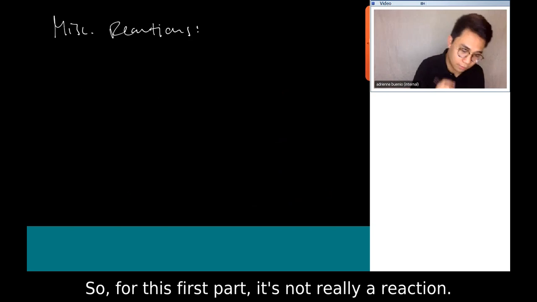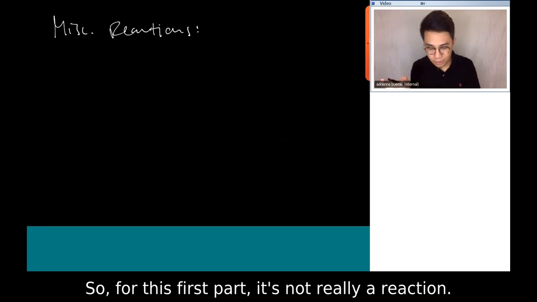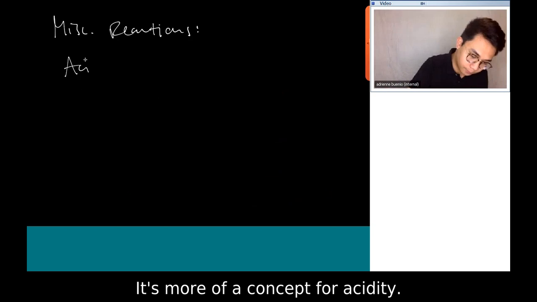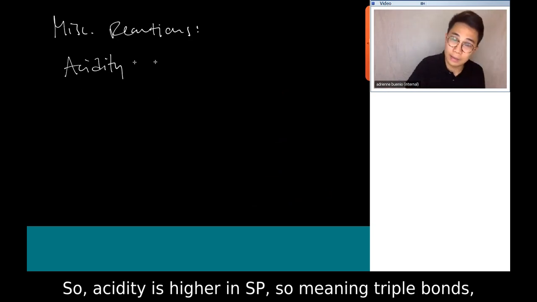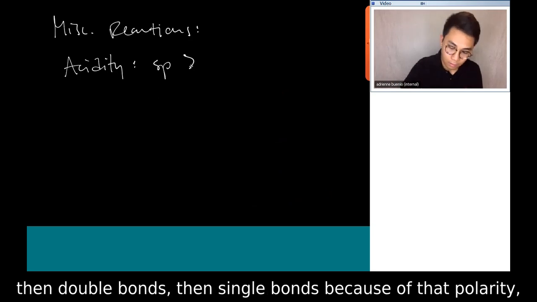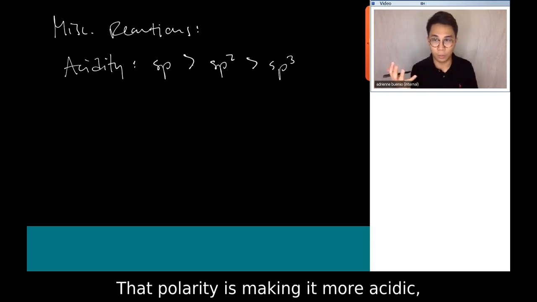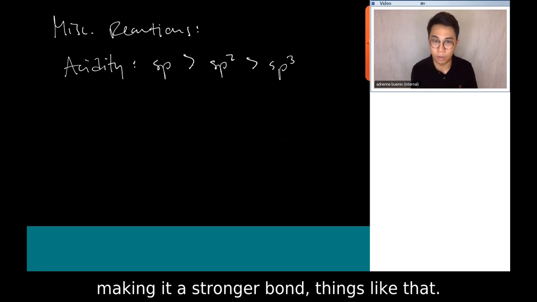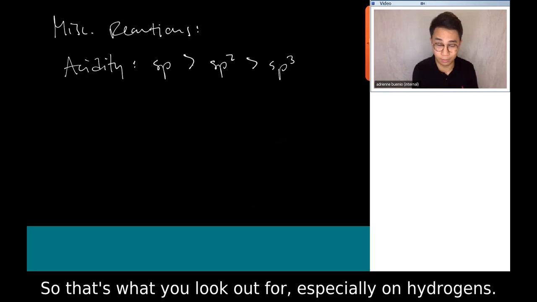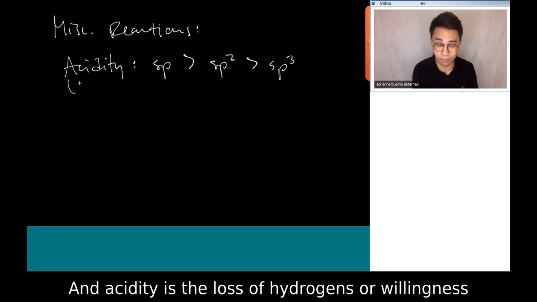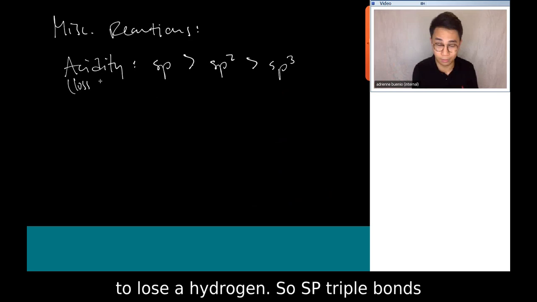So for this first part, it's not really a reaction, it's more of a concept for acidity. So acidity is higher in sp, meaning triple bonds, then double bonds, then single bonds, right? Because of that polarity, like I said earlier, right? That polarity is making it more acidic, making it a stronger bond, things like that. So that's what you look out for, especially on hydrogens. And acidity is the loss of hydrogens, right? Or willingness to lose a hydrogen.